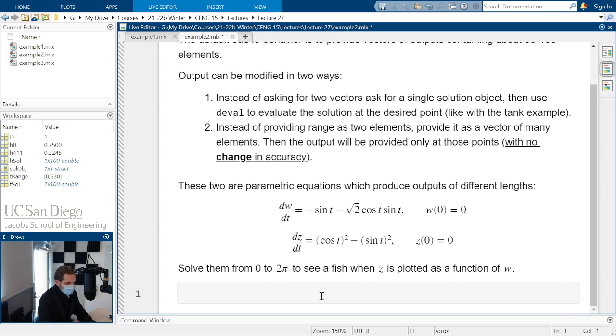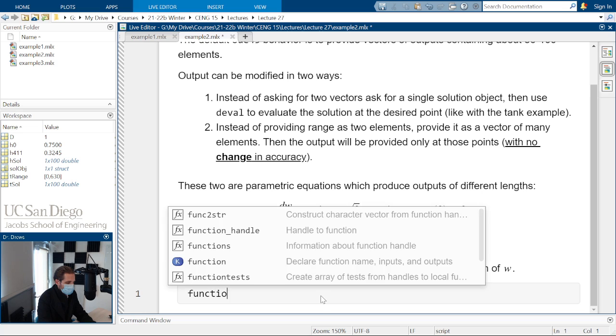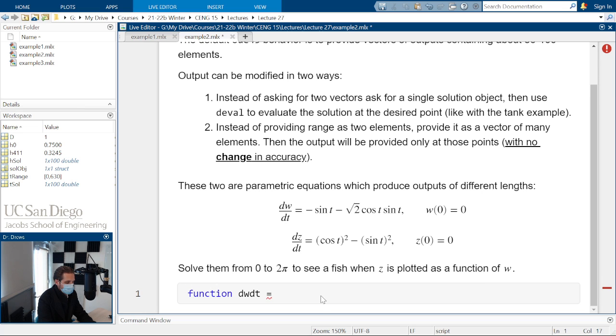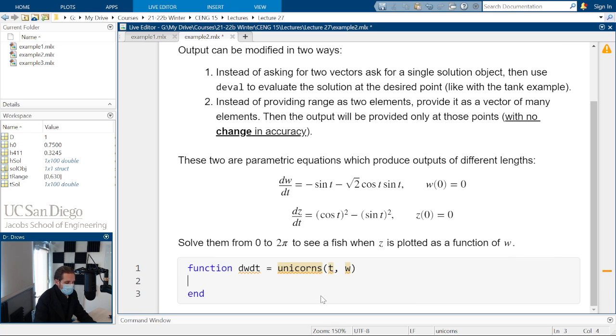All right, I'm going to start with the local functions first, and I'm only going to write one of them. So let's write that first one, which is dw dt, and we need a name for it, unicorns, of t and w. This is one of those cases where it is a little bit annoying to come up with function names, because those functions don't really mean anything, right? They're just representing an equation that's there. So the name of that ODE really doesn't matter.